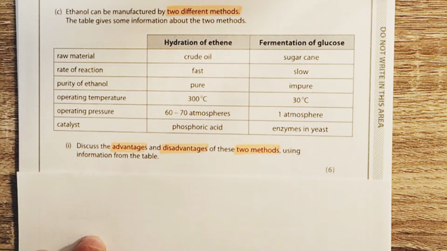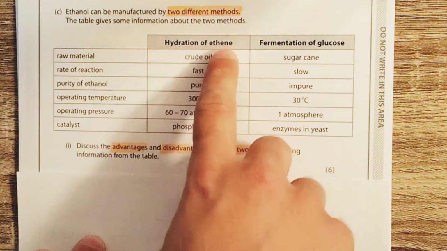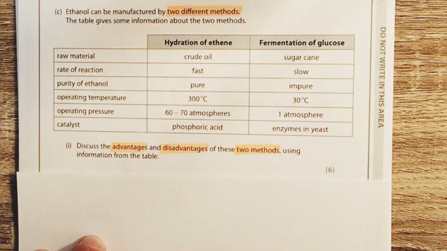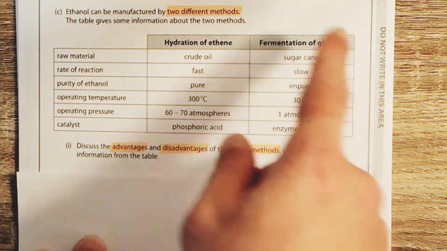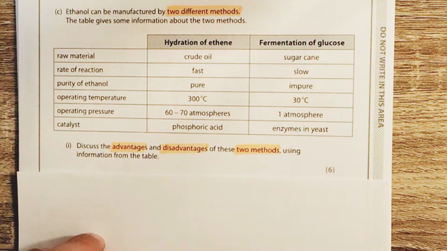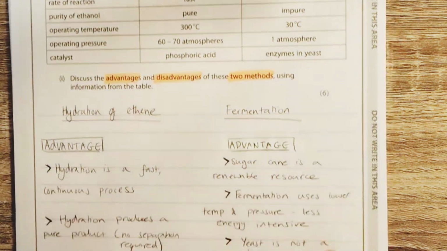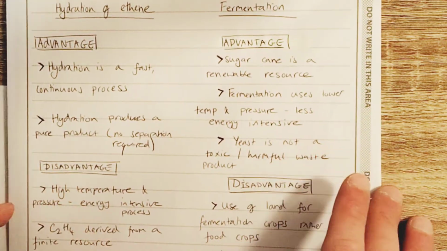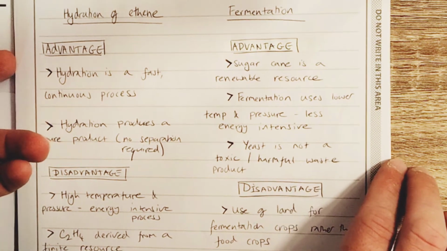Now, the next part of this question is quite long, looking at methods for producing ethanol. We're looking at hydration of ethene versus the fermentation of glucose. And it says, discuss the advantages and disadvantages of these two methods using the information in the table to support our answer. There's a lot we could say here. For example, we could look at this in terms of the advantages and then separately the disadvantages for each process.